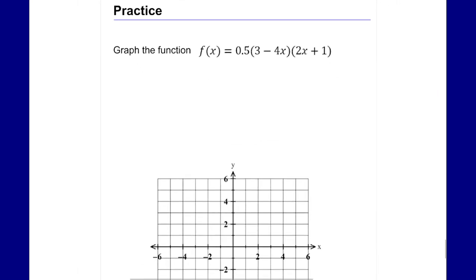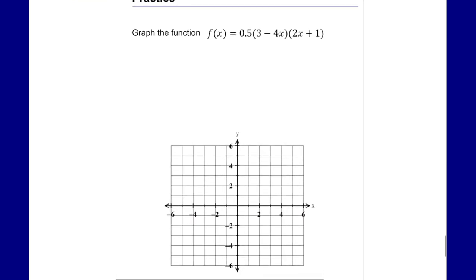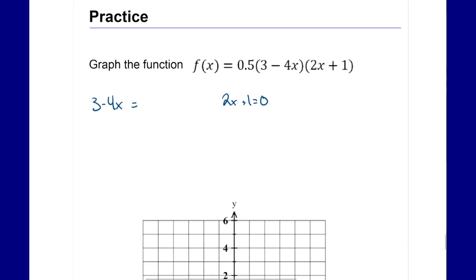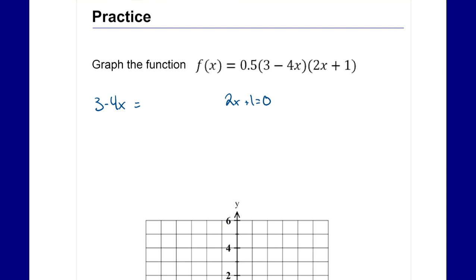So for one example, let's go through and practice. We want to graph this function. The first thing I need to do is find my x-intercepts. So I'm going to set each bracket equal to 0. Now I don't need to do anything with that -5. That's just in the front. That doesn't affect what the x-intercepts are. So I set it equal to 0, and we get 4x equal to 3, x is equal to 3/4.